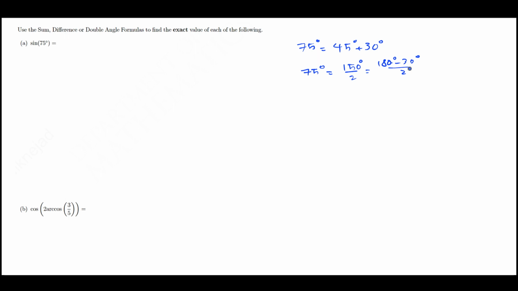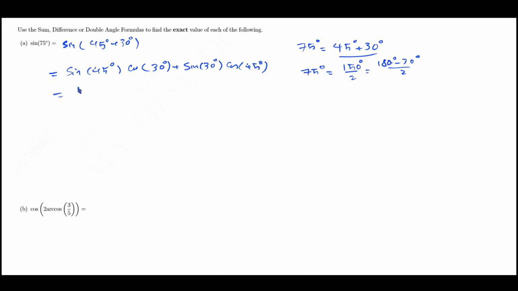And I kind of like the summation over here. So I'm going to write it as sine of 45 degrees plus 30 degrees. Using the sum formula, I get sine of 45 degrees times cosine of 30 degrees plus sine of 30 degrees times cosine of 45 degrees.